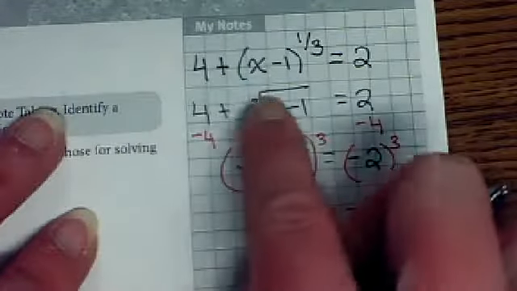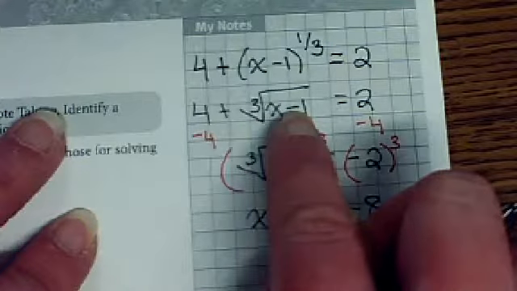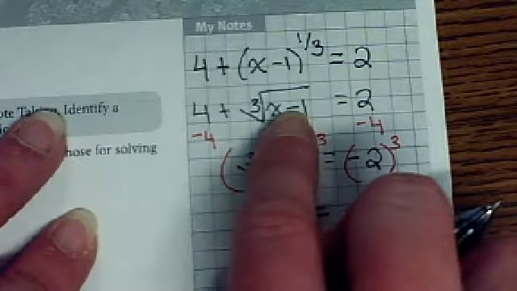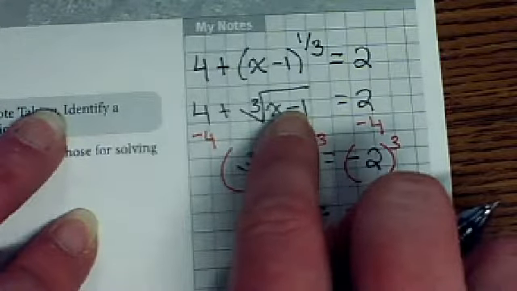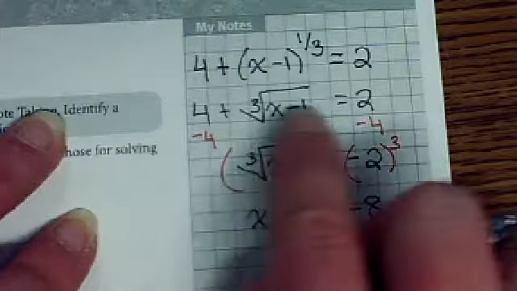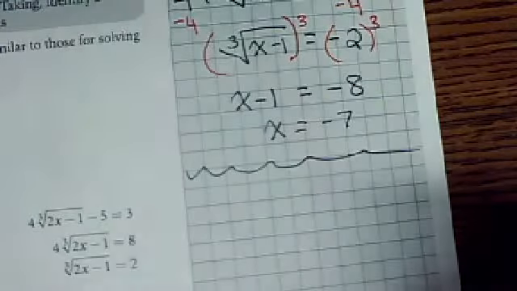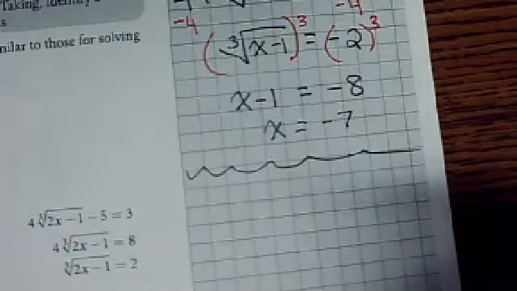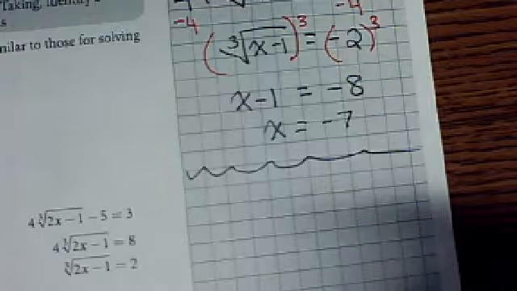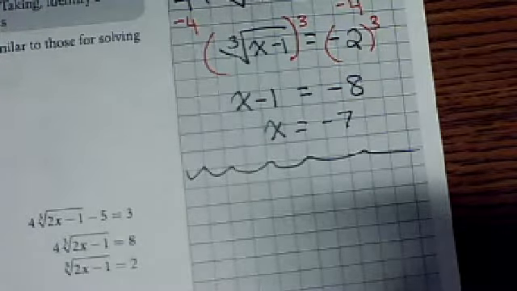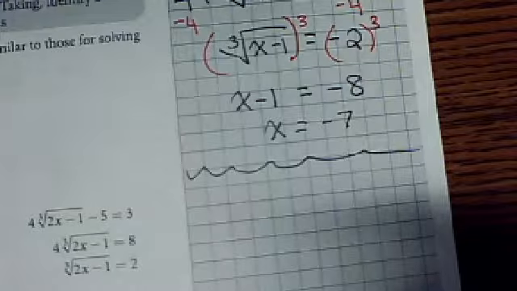If you plug that back in, you have negative 7 minus 1 is negative 8. The cube root of negative 8 is negative 2. 4 plus a negative 2 is a 2. And guess what? Since we did not have a restricted domain and not a restricted range, do you really think we're going to have too much trouble with any extraneous solutions? No.